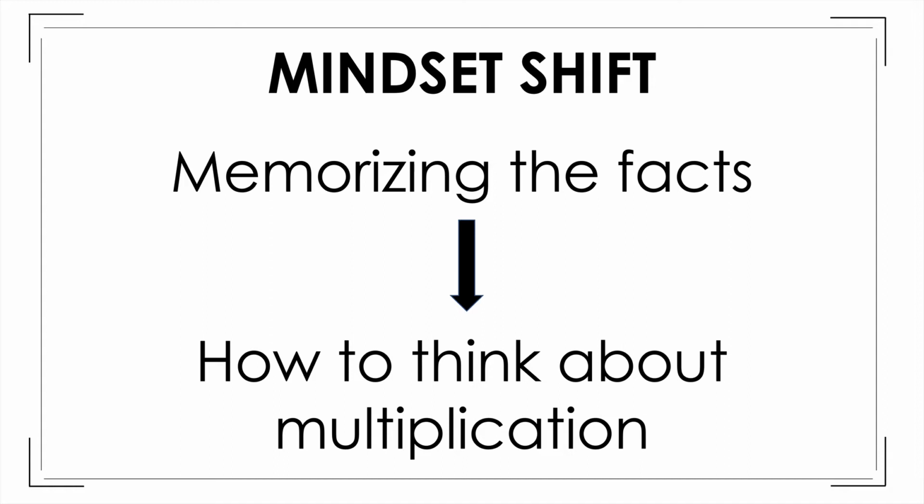The main mindset shift that we must make is that we are not simply teaching students to memorize the facts. Rather, we are teaching students how to think about multiplication. Through the order that we teach, we can encourage conceptual understanding first. Fact fluency will be a byproduct of excellent understanding.